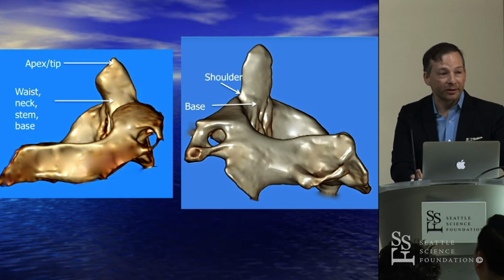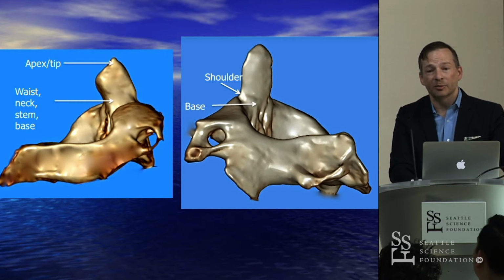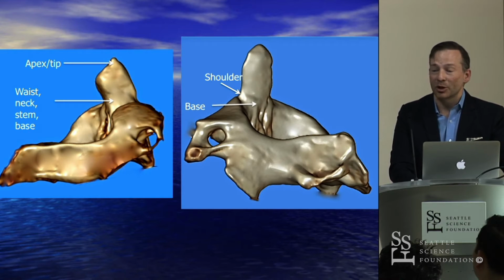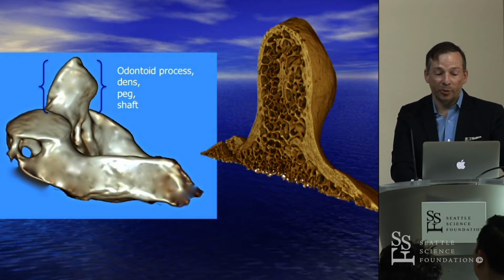Now, the confusion with all the terminology, and I've just put a peppering of some of these terms that you can find in the literature, is why it makes it so confusing when people are talking about C2: we give different names for the same structure. So apex or tip, some people talk about a waist, a neck, a stem, a base, and they really mean the same thing, more or less. A shoulder, a base from the front, a base from the side. We have odontoid process, dens, peg, shaft, all used interchangeably. The actual formal name in the anatomy Bible is dens, right? Odontoid is not even a term that's recognized.